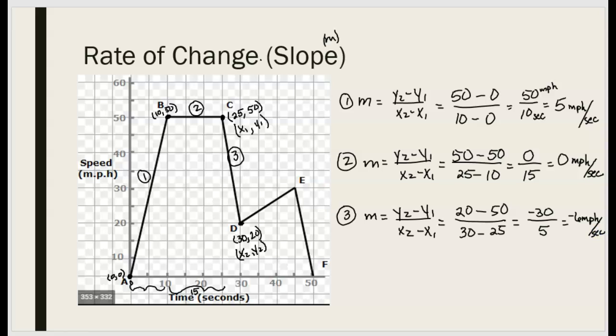So that means for 5 seconds in a row, the car is decreasing. That's what the negative sign means: it is decreasing its speed by 6 miles per hour for each second during that time frame. Okay?